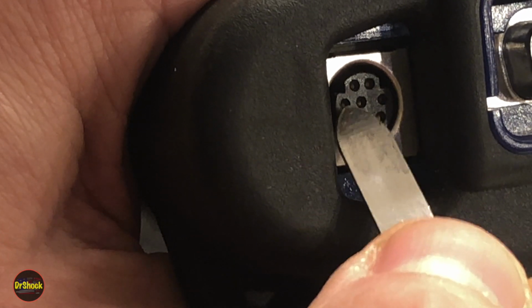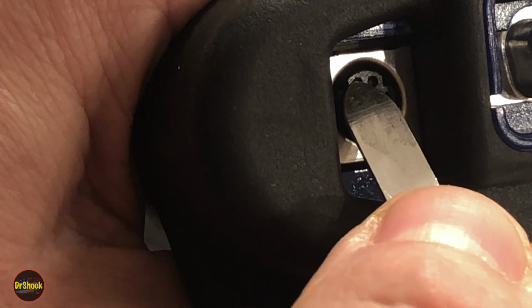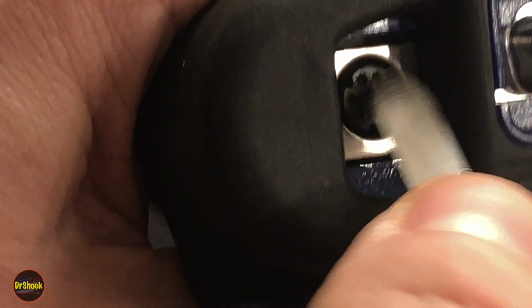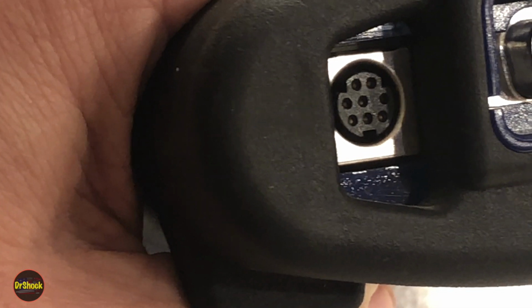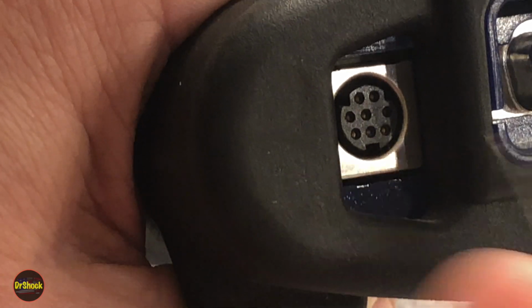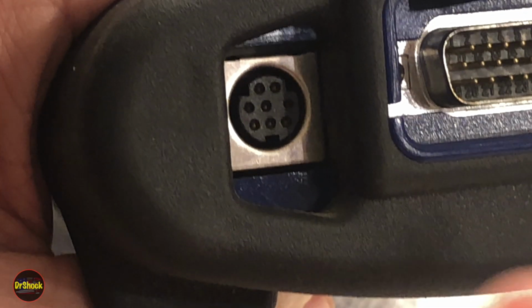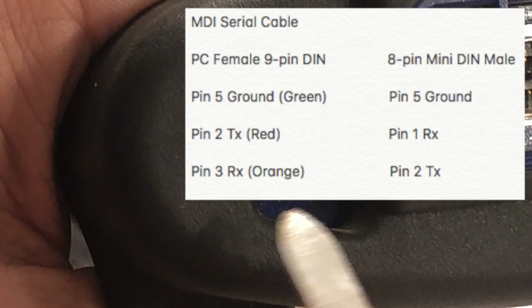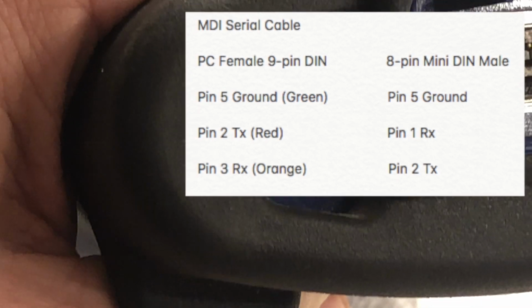You just need those 3 pins, ground, transmit, and receive, and wire them up to the corresponding pins on the PC, and you've got a cable. I'll put a little graphic up in the upper right here, and I'll also put a link in the description where you can get the parts to make this.